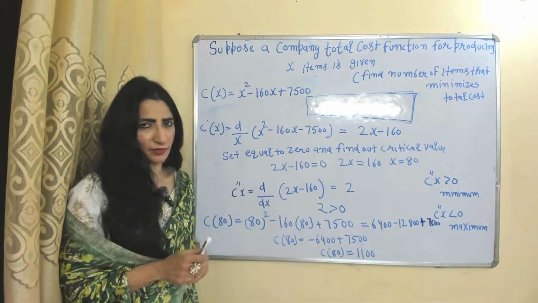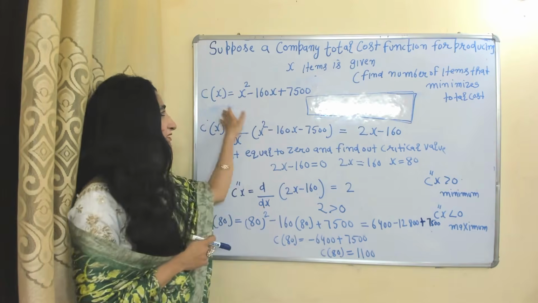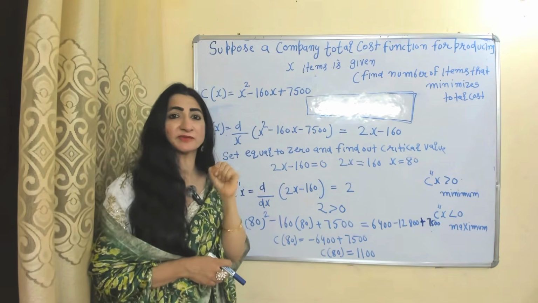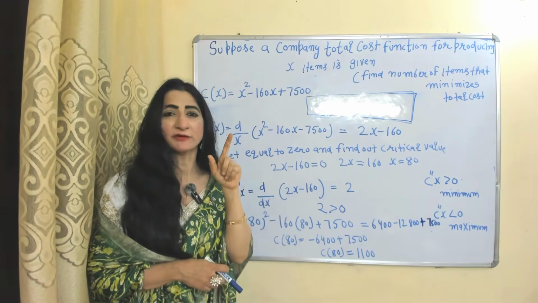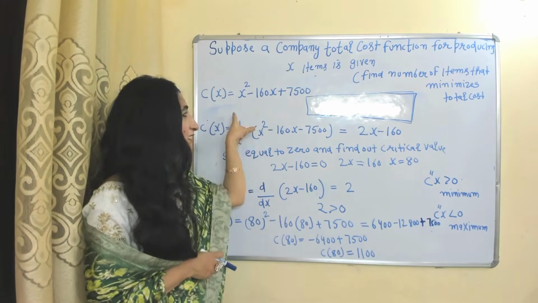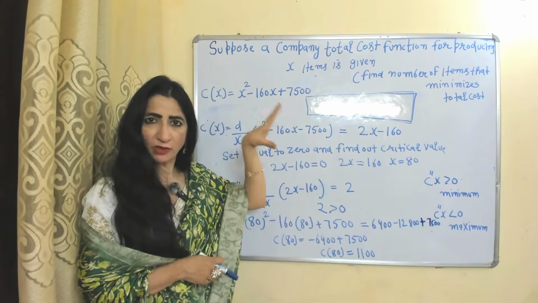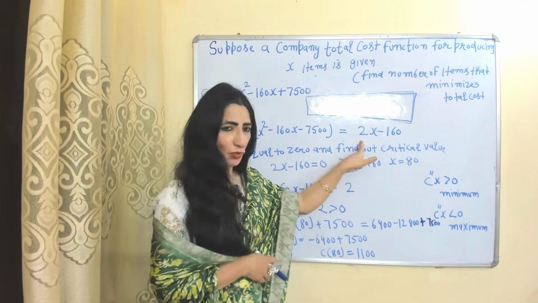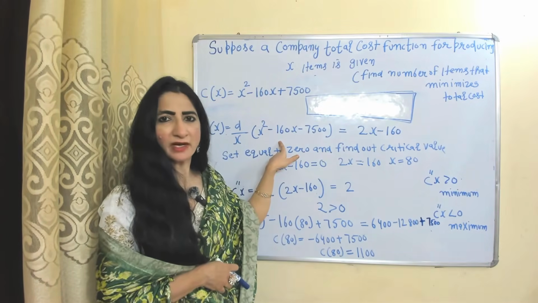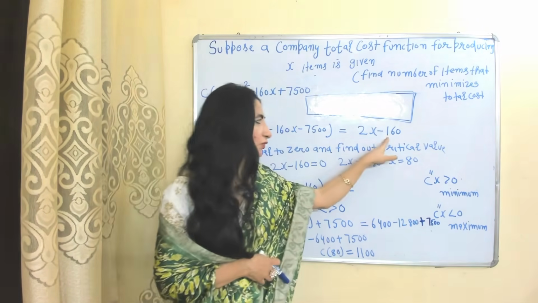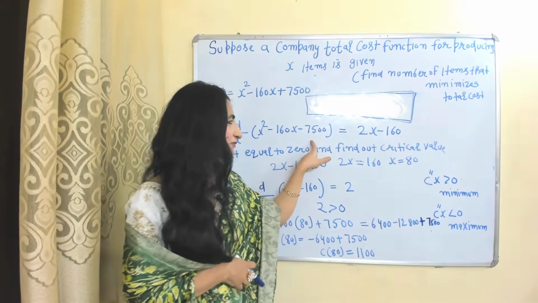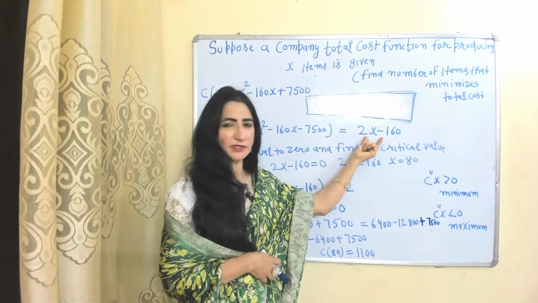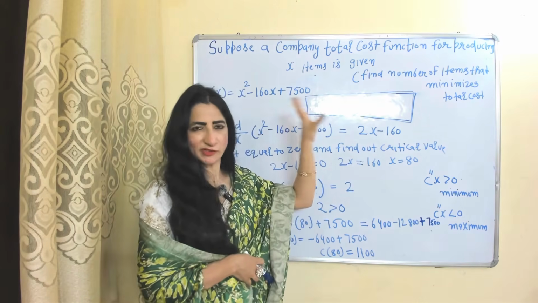Now we will see one more problem. This is our given cost function. We have to find out the number of items that minimize our cost. In the first step, we will take the first order derivative of the given cost function. The derivative of x square is equal to 2x. The derivative of 160x is equal to 160. The derivative of 7500 is equal to 0. So this is the first order derivative of the given cost function.